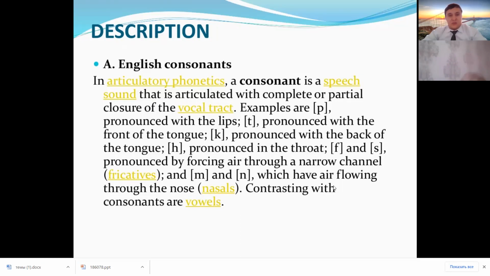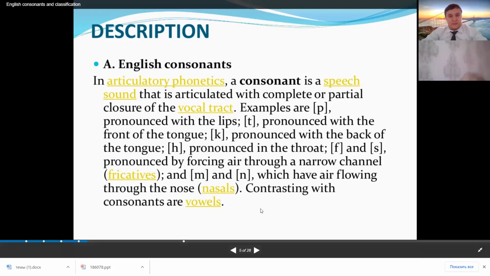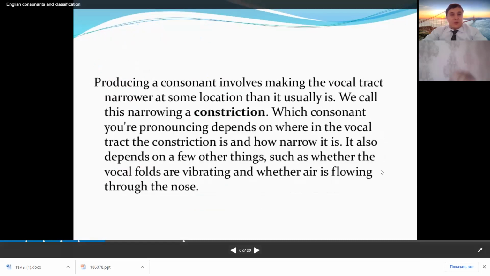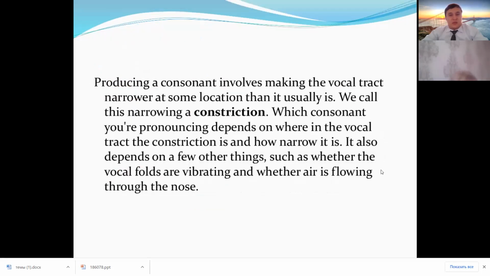Contrasting with the consonants are vowels. Producing a consonant involves making the vocal tract narrower at some locations than it usually is. We call this narrowing a constriction. Which consonant you are pronouncing depends on where in the vocal tract the constriction is and how narrow it is. It also depends on a few other things, such as whether the vocal folds are vibrating and whether air is flowing through the nose.